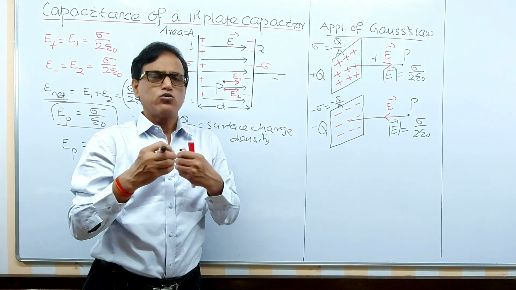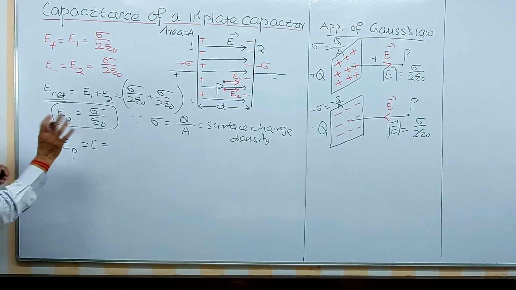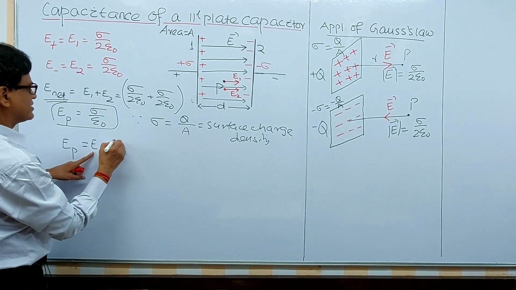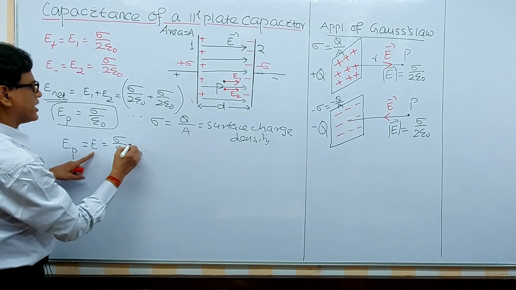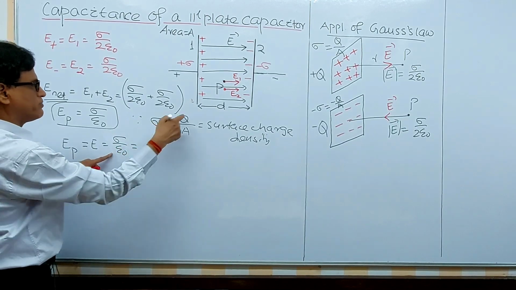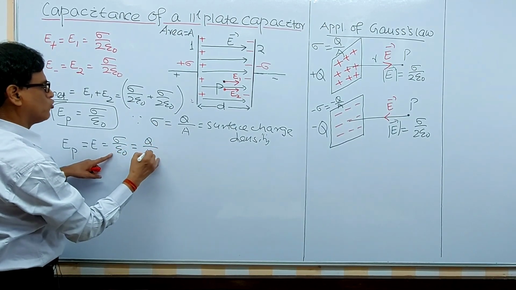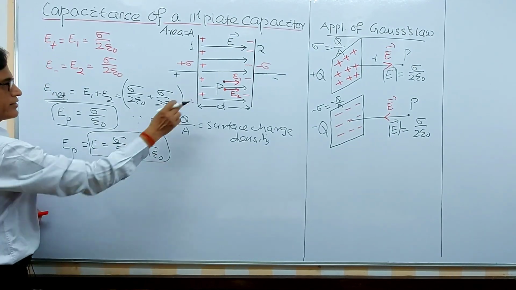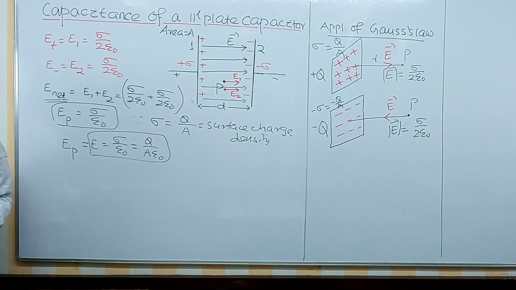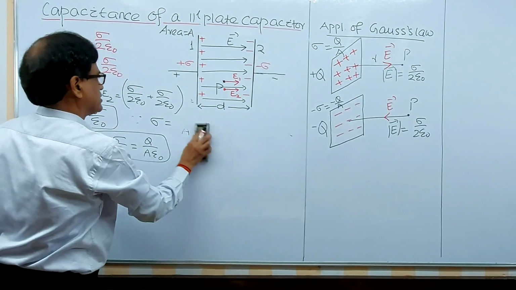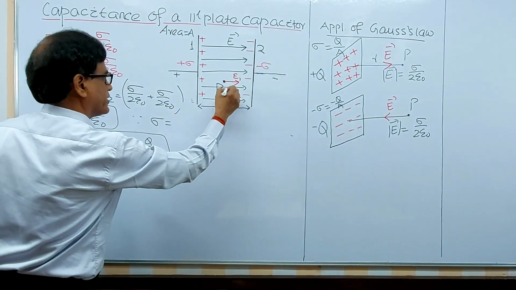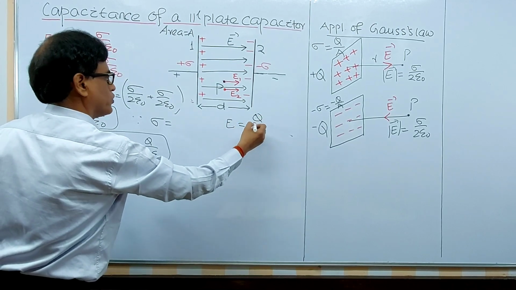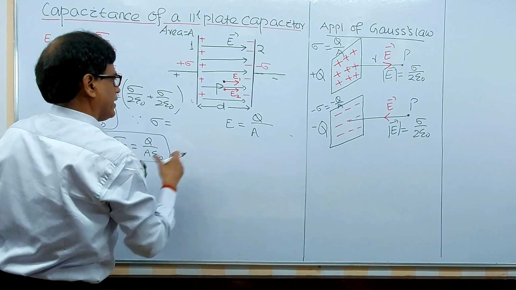Distance में कुछ होता नहीं है, distance में कोई electric field change नहीं होता है. So that E_P equals E, that is sigma by epsilon 0 equals sigma Q by A epsilon 0. That is the electric field at this point. I think now your idea is clear. Now here, that means at this point the electric field equals Q divided by A.